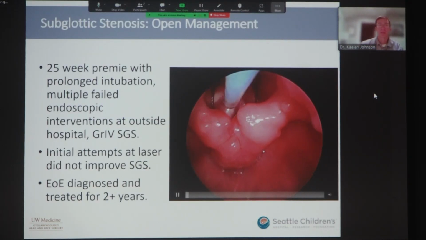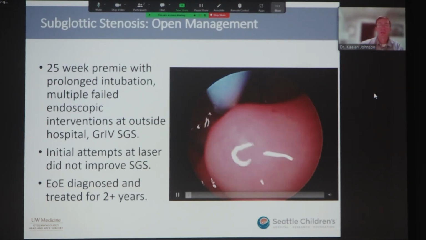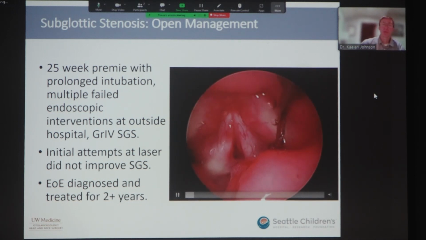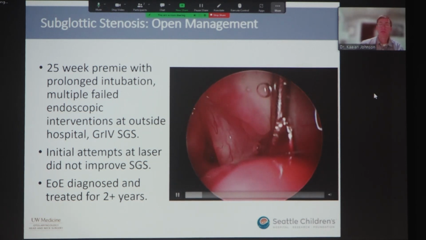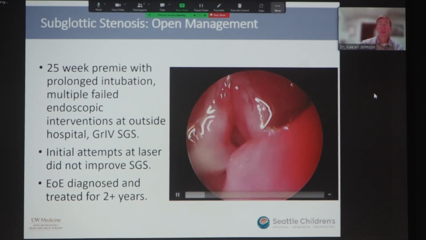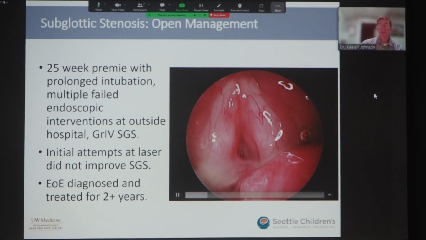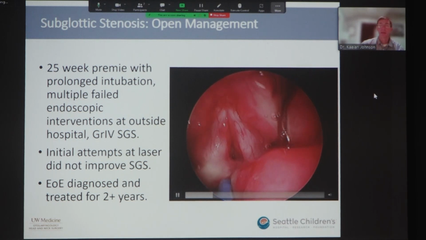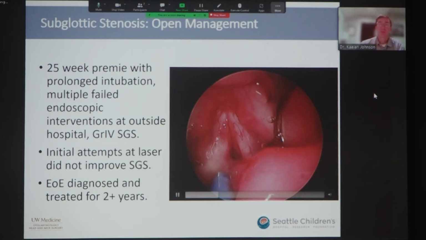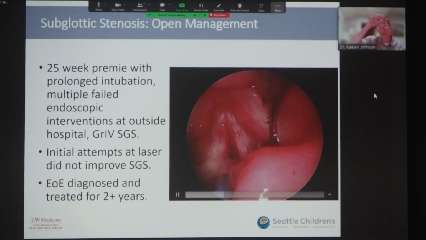For posterior grafts, a similar kind of keel shape to notch that in, and we've spent some time talking about that already. So the one other case that I'll throw in for open management, because I had mentioned this earlier, these pediatric endotracheal tube stylets can be a great tool if you want to actually try to feel and confirm if this actually is a grade 4 stenosis or if it's something less than that. There's 2 little openings in this patient who'd come to us after 25-week prematurity and prolonged intubation with multiple failed endoscopic attempts at an outside hospital.